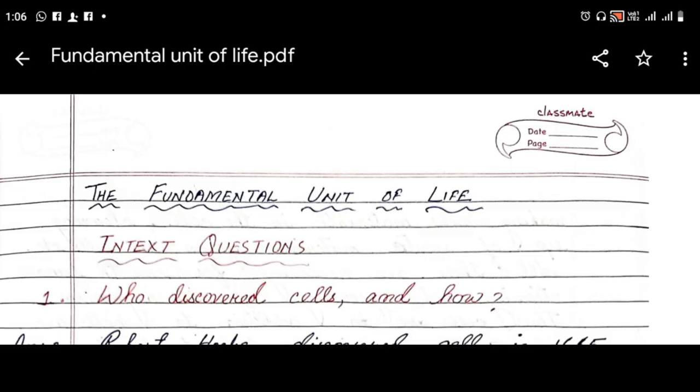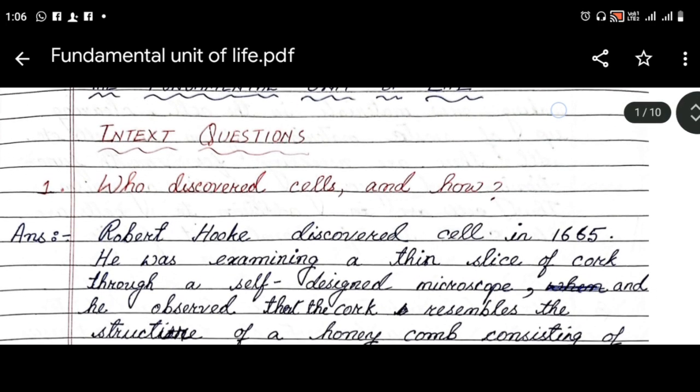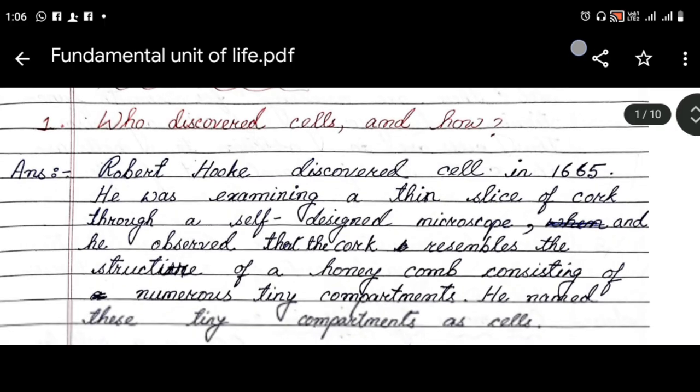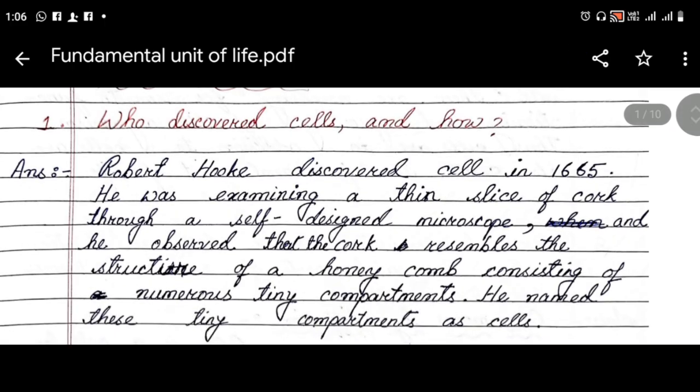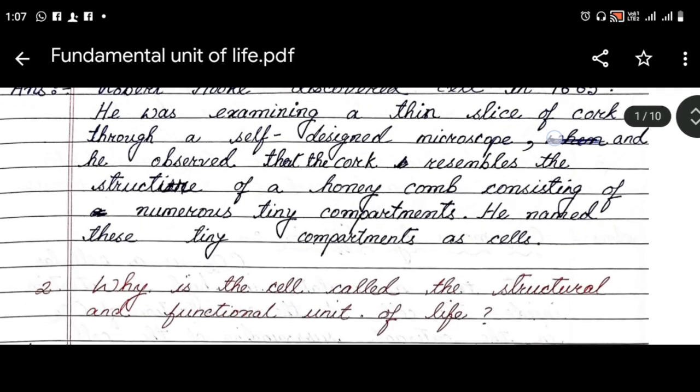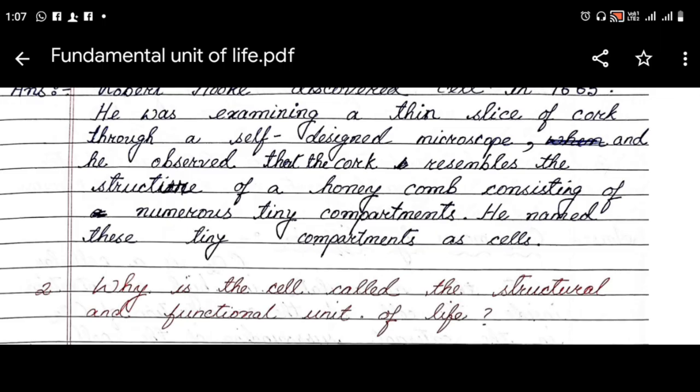Question number 1. Who discovered cells and how? Answer. Robert Hooke discovered cells in 1665. He was examining a thin slice of cork through a self-designed microscope, and he observed that the cork resembles the structure of a honeycomb consisting of numerous tiny compartments. He named these tiny compartments as cells.